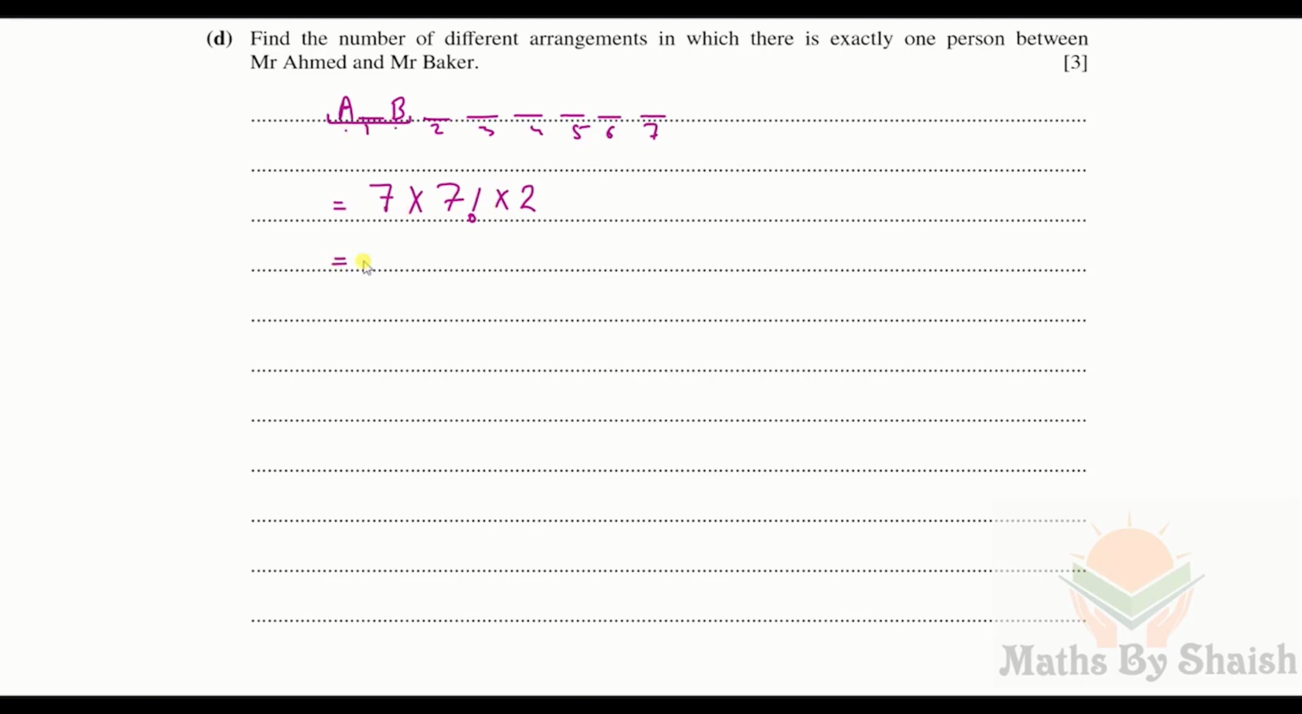So this is the total value. So 14 into 7 factorial. 7 factorial is 5040 into 14 is going to be 70,560 different arrangements. So these are the total different arrangements in which exactly one person will come in between Mr. Ahmed and Mr. Baker.